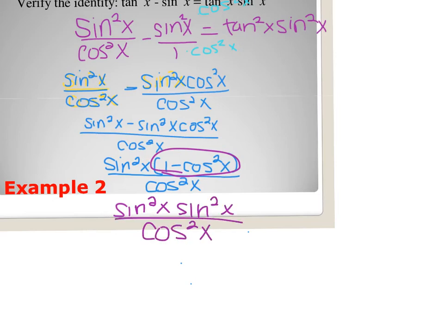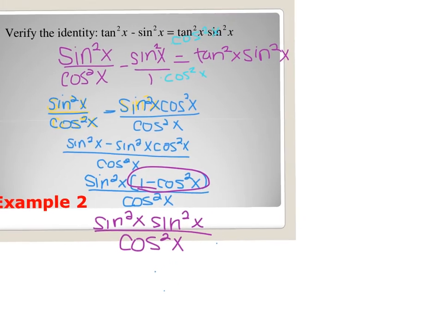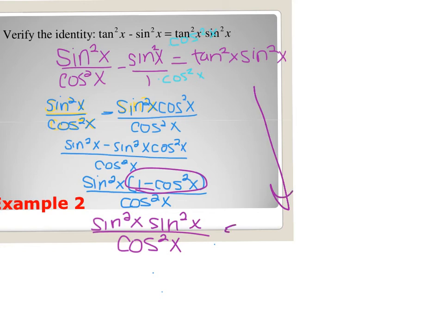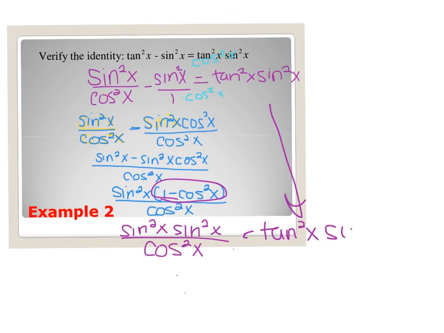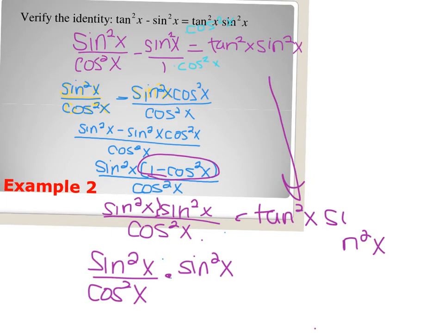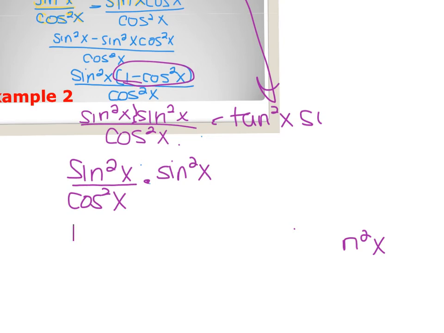Wait, so this is all the left side? This is still the left side. Okay. So I'm at a place right now where there are actually 2 ways that I could work this. I can separate those 2 out because it's multiplication. If that said sine squared x plus sine squared x, then I would have had to put them both over cosine. But because it's multiplication, I can split them up. So then sine squared over cosine squared becomes tangent squared times sine squared.